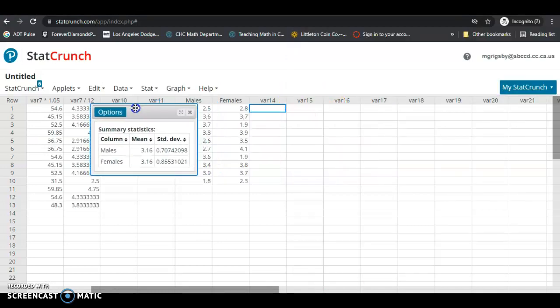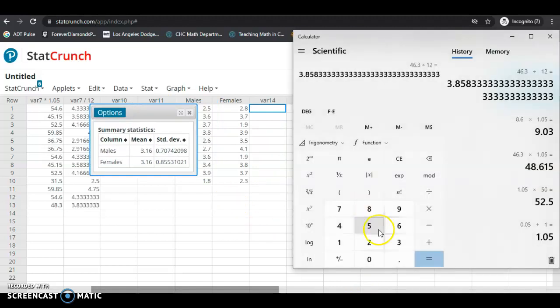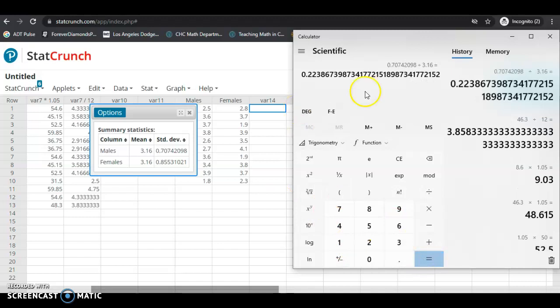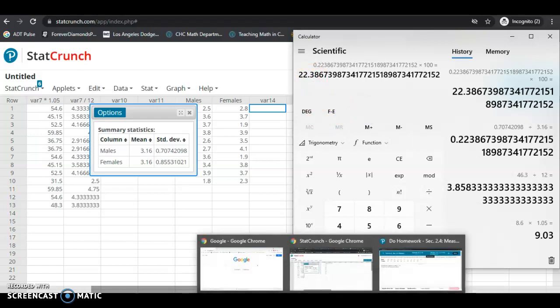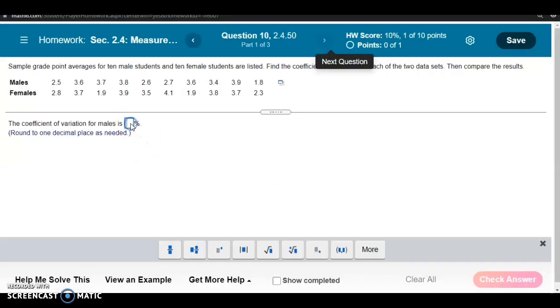Let me move this box over so we can see it. The standard deviation was 0.70742098, and we're going to divide that by the mean of 3.16. We get that nice long decimal there, so 0.223. By the way, we need to multiply that by 100, so don't forget that part. So it's 22.38, or about 22.4% when you round it. We want to round it to 1 decimal place, so 22.4%.